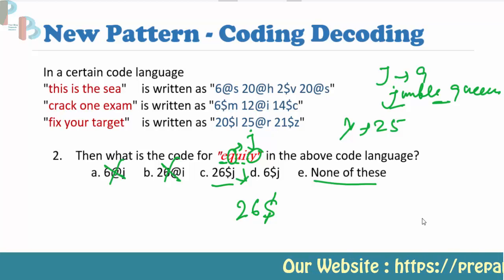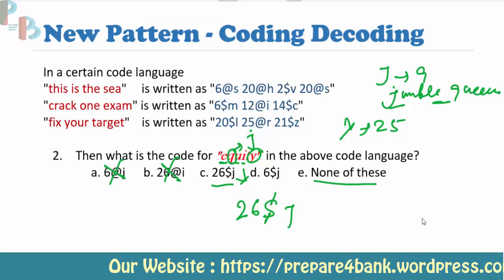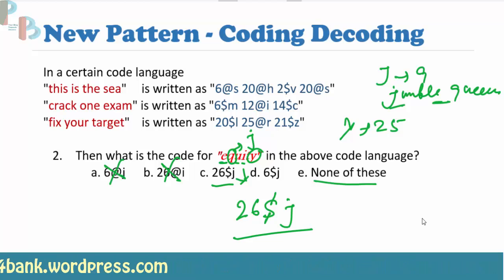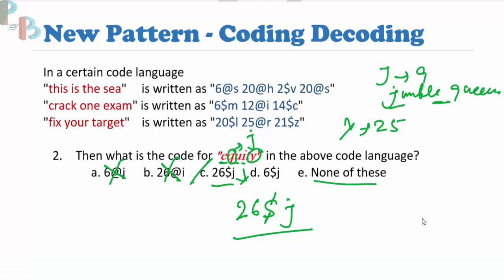So the option will be here J. The letter will be here J. So $26J will be the correct answer. Then option C is the right answer, right? So let's proceed to the next question.